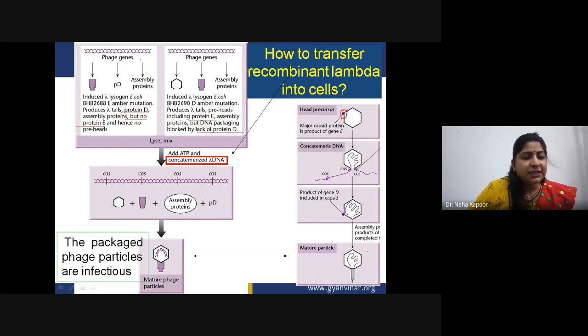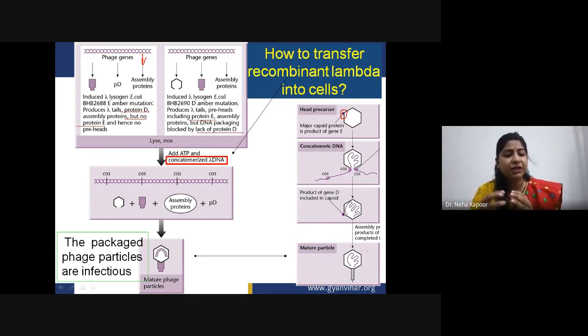This very region will code for the assembly proteins, because we require the product of different genes. The induced lambda lysogen, that means whenever the lambda phage is integrated inside the E. coli genome, at that time, due to the mutation, it must produce lambda tail, it must produce protein D that is necessary for the capsid formation, and assembly proteins, but protein E is not formed, so that is why pre-heads are not formed.